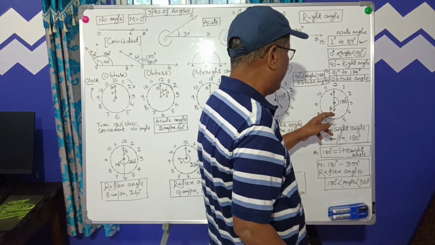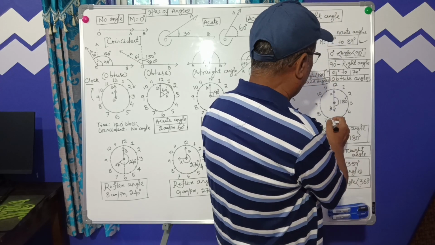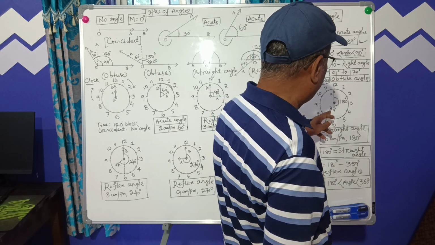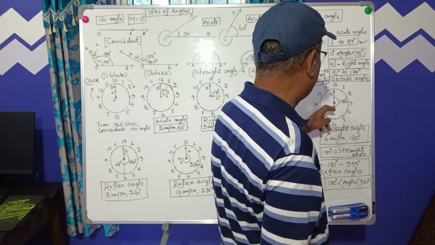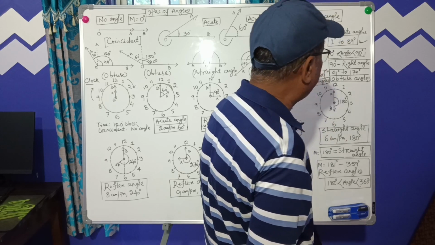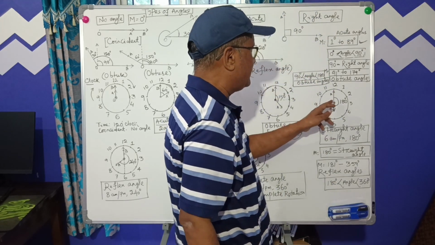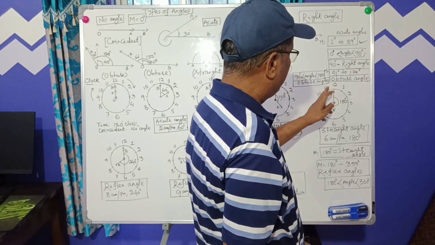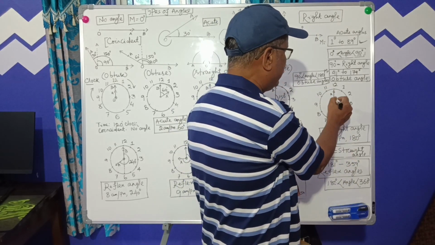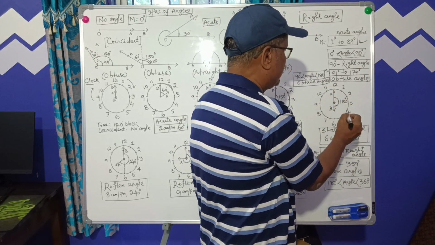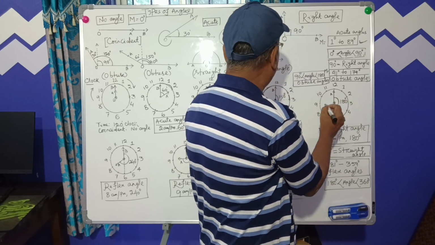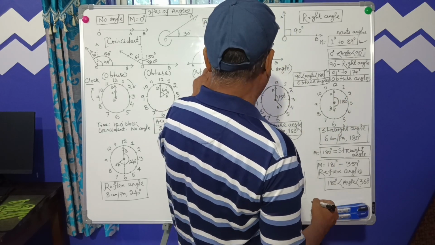Okay. Come to this one. Now you see the time is 6 o'clock. So the hour arm indicates the 6 and the minute arm towards the 12. Now what type of angle is here? Here, this is an example of a straight angle. So come to this straight angle here.